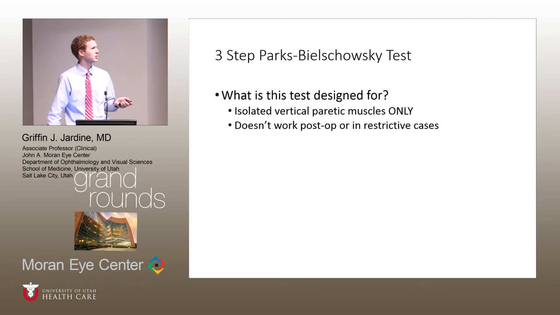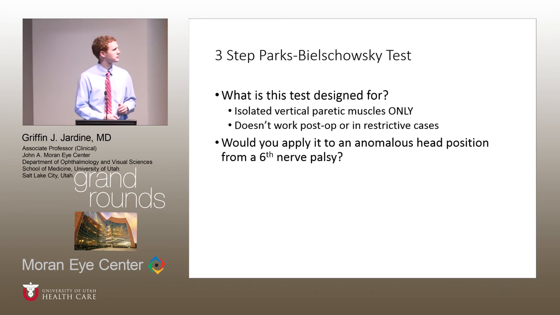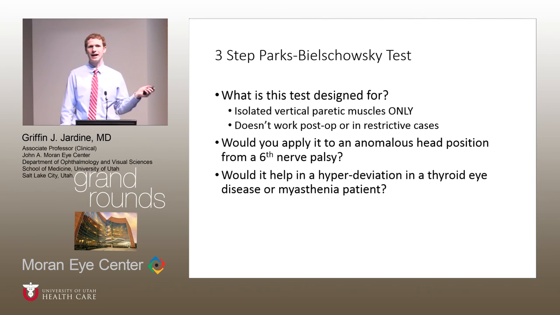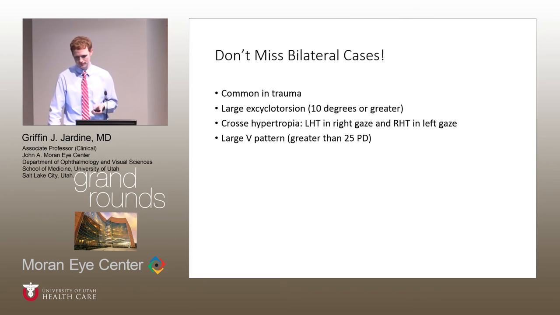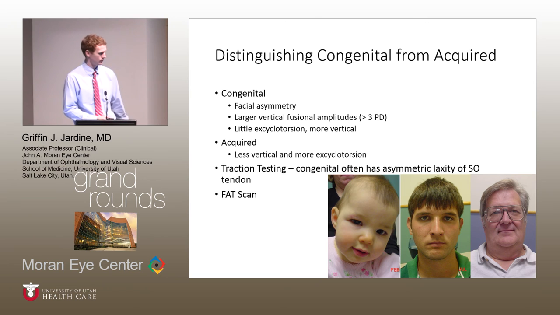So just to review, isolated paretic muscles only; it doesn't work in post-op or restrictive cases. This is a bad question, but you of course never use this in a sixth nerve palsy, as it's not vertical. And you wouldn't use it in a thyroid eye disease patient or myasthenia patient because it's not an isolated paretic muscle. We see bilateral cases where they sometimes will have a hyper, but then you'll see alternating inferior oblique overaction, they look left to right, and they'll have a lot of X-type torsion and a large V pattern. Not to be missed.